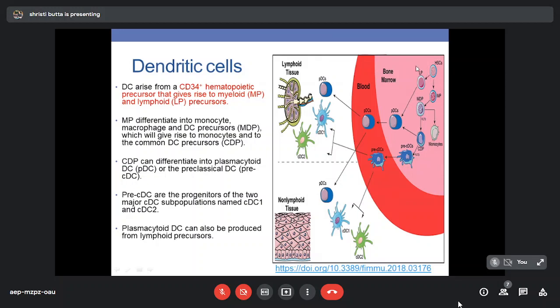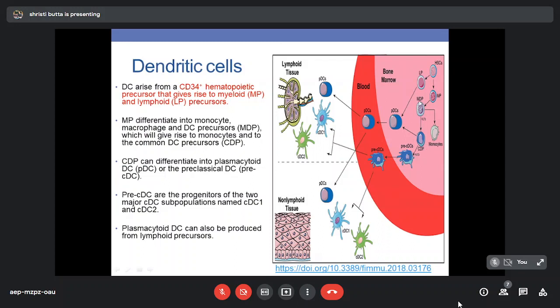The dendritic cell originates from the hematopoietic stem cell precursors, which give rise to the myeloid and the lymphoid precursors. We've already discussed the lymphoid precursor, which changes into the NK, T, and other types of cells, as well as the plasmacytoid dendritic cell. This plasmacytoid dendritic cell can also be generated from the common dendritic cell precursor.